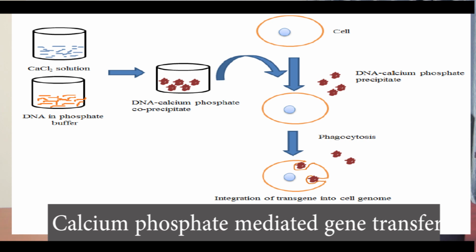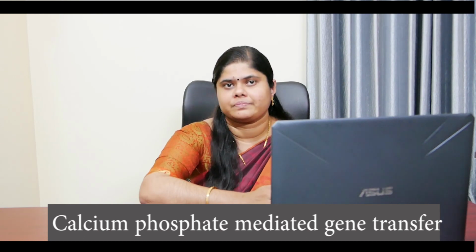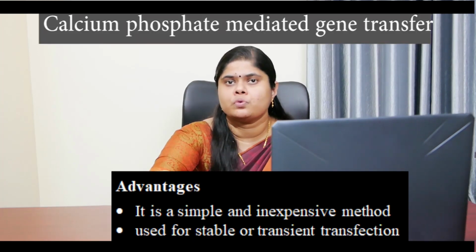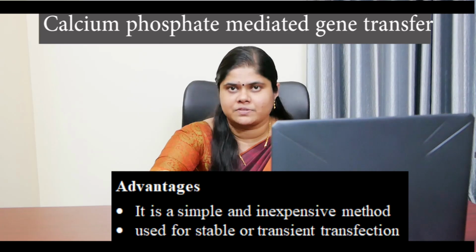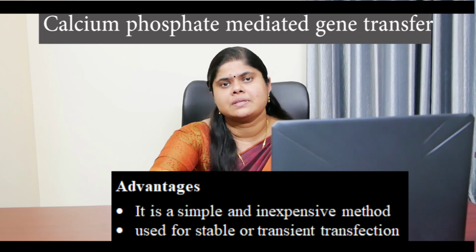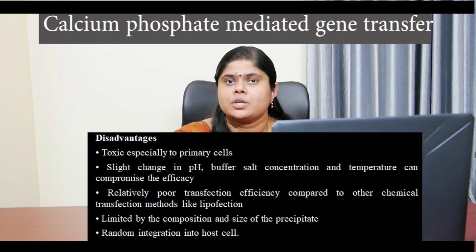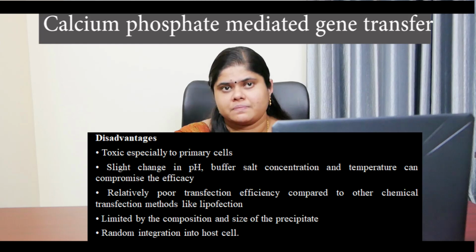Optimal factors like the amount of DNA in the precipitate, the length of time for the precipitation reaction, and the exposure of cells to the precipitate all need to be determined for efficient transfection of the cells. It is a simple and inexpensive method which can be used for stable as well as transient transfection. The calcium phosphate method is applicable in many cell types, but some cell lines are adversely affected by the coprecipitate due to its toxicity and are hence difficult to transfect.